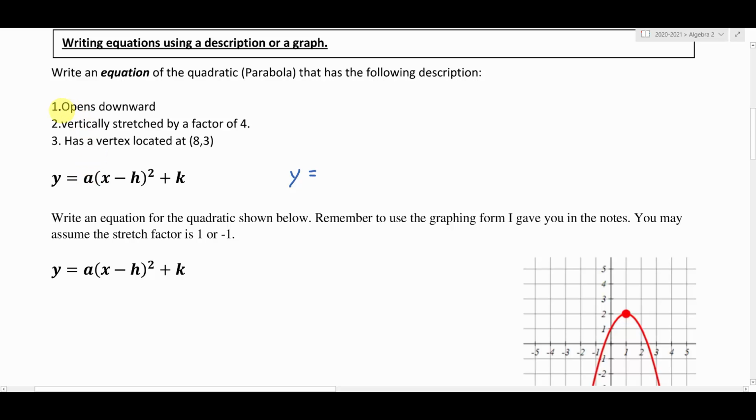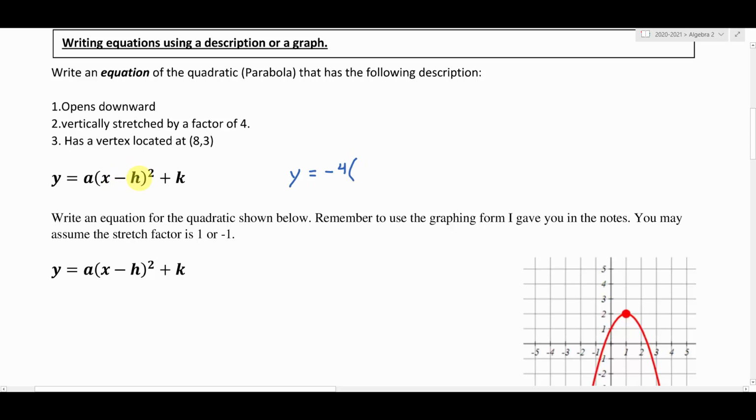The first thing I need to figure out is the a value. The first clue says that it opens downward. If it opens downward, that means I'm going to have a negative. The negative is what flips the parabola down. If there is no negative there, it will open upwards. The next thing it tells me is that it's been vertically stretched by a factor of 4. So the actual a value is going to be a 4 instead of a 1. If there was no stretch, it would be a 1. If there is any kind of stretch, it'll be a different number. If it's a number above 1, it'll be a stretch. If it's a number between 0 and 1, it'll be a compression. Make sure you pay attention to the difference in those words.